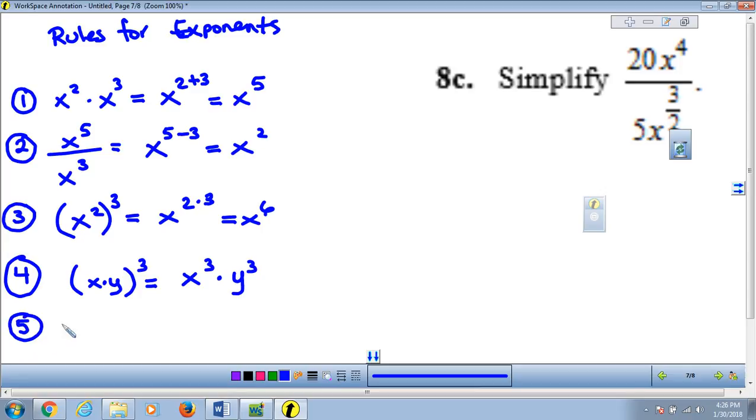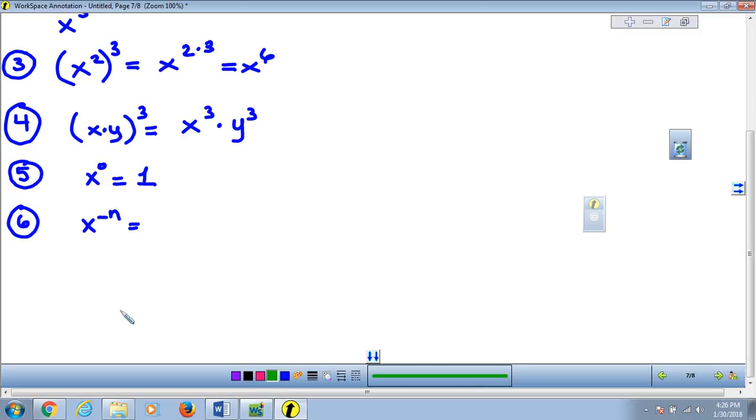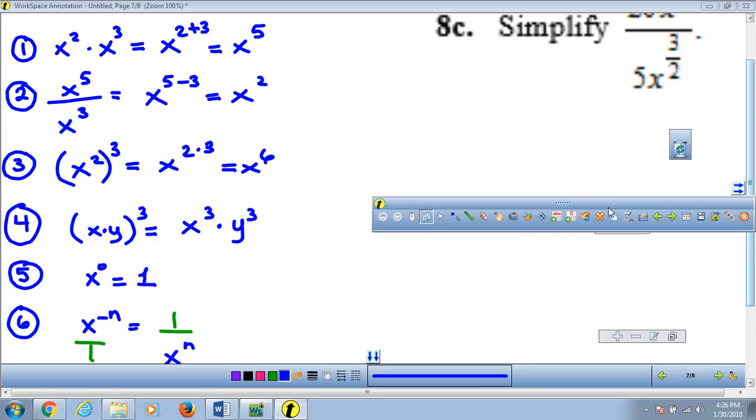The other rule is that anything that's raised to the 0 power, the answer is always 1. And the last rule is something that we have done right now in the previous problem, that anything raised to a negative exponent could be changed to a positive exponent by doing the reciprocal of the fraction, 1 over x raised to the n power. So these are rules for exponents, and they just guide us through how to simplify an expression with exponents.